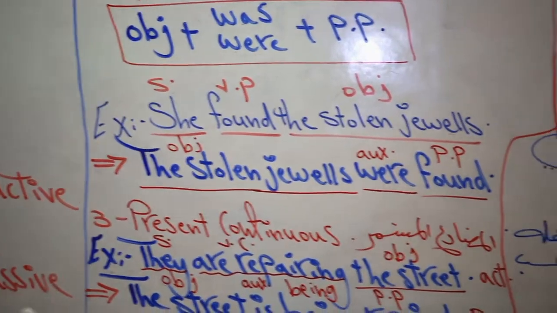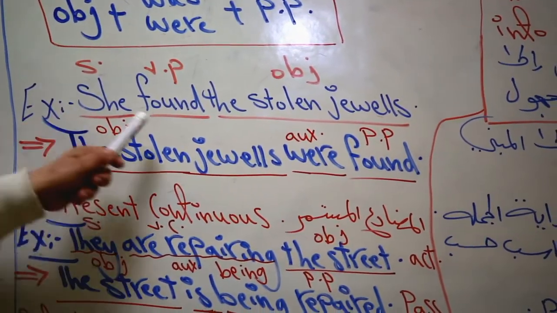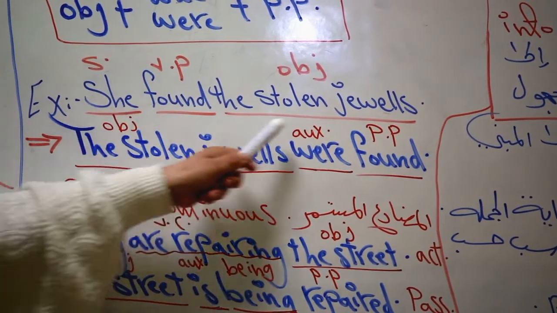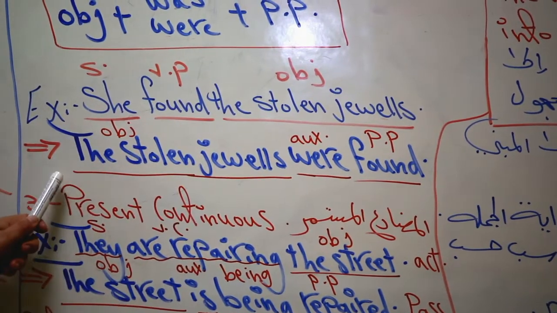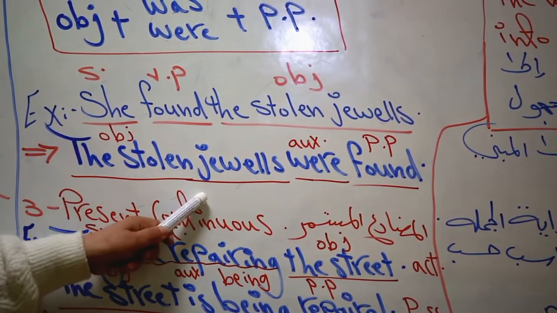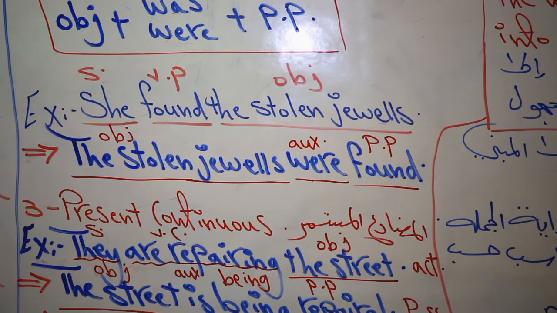Now also we classify the sentence. She is the subject, found is the verb, past. The stolen jewels, it's what? The object. Now I bring the object to the beginning of the sentence. The stolen jewels. Jewels, we have plural.